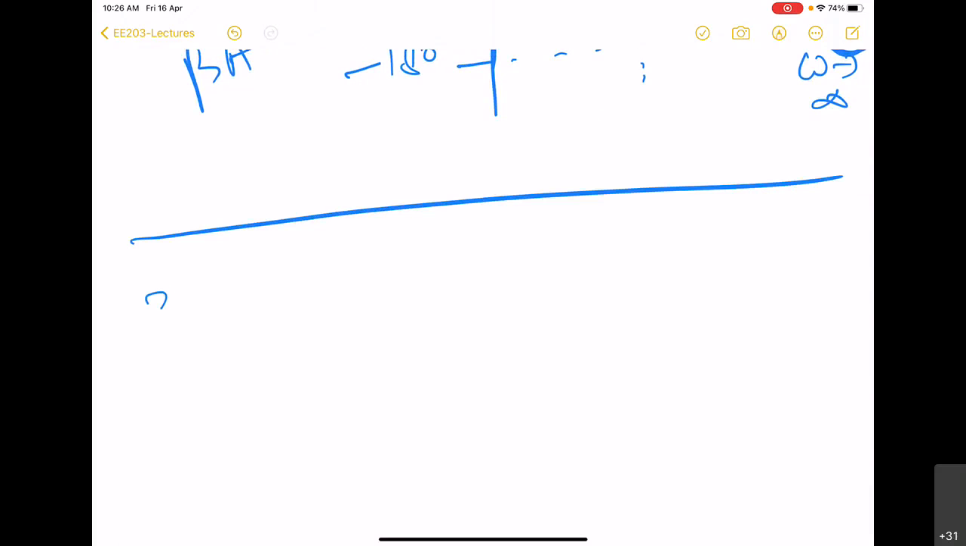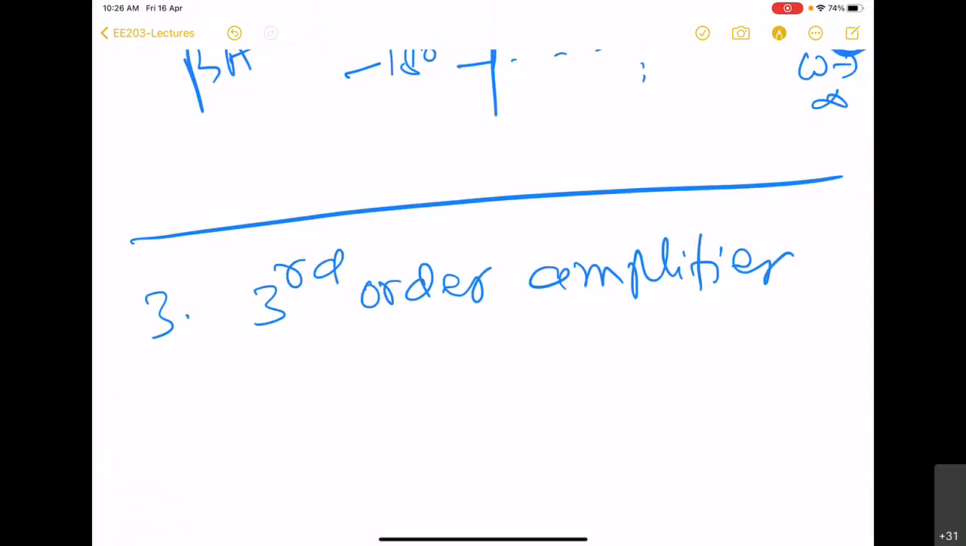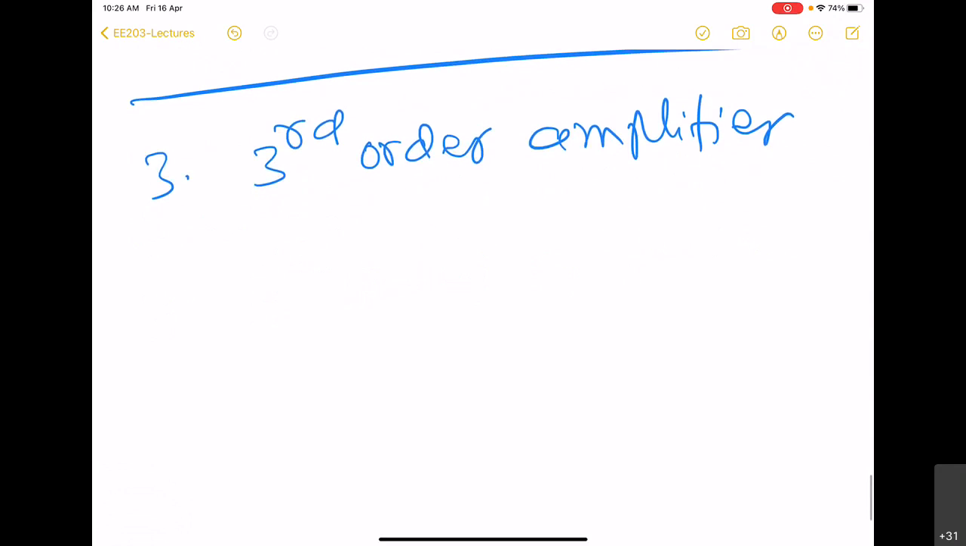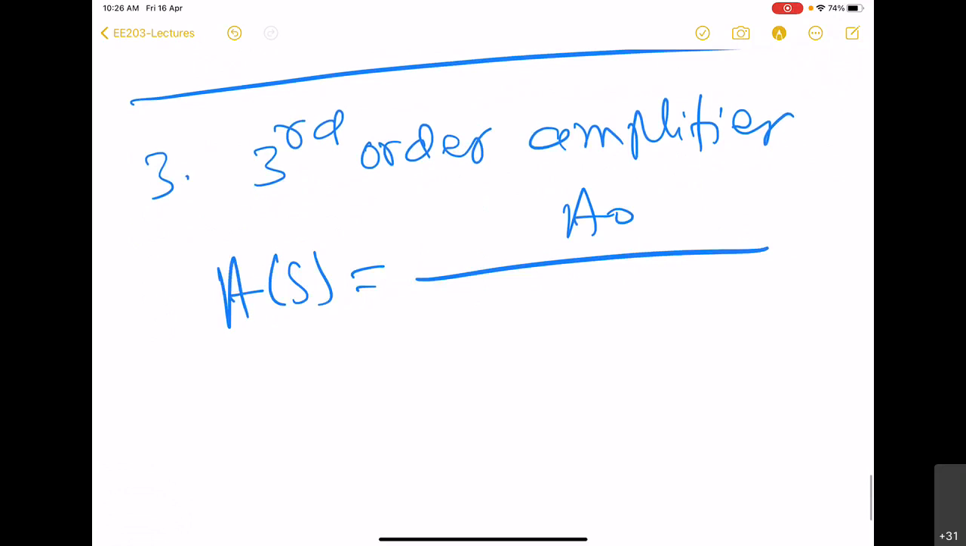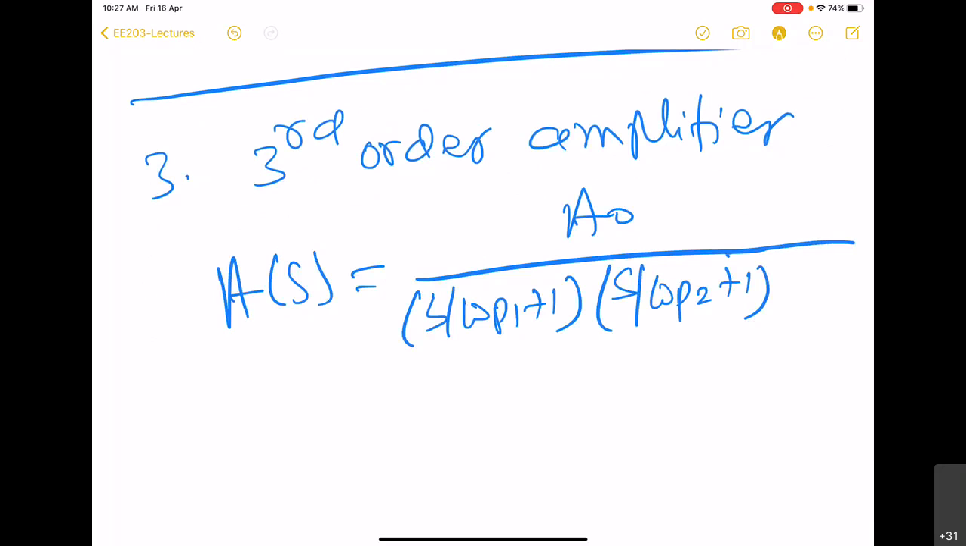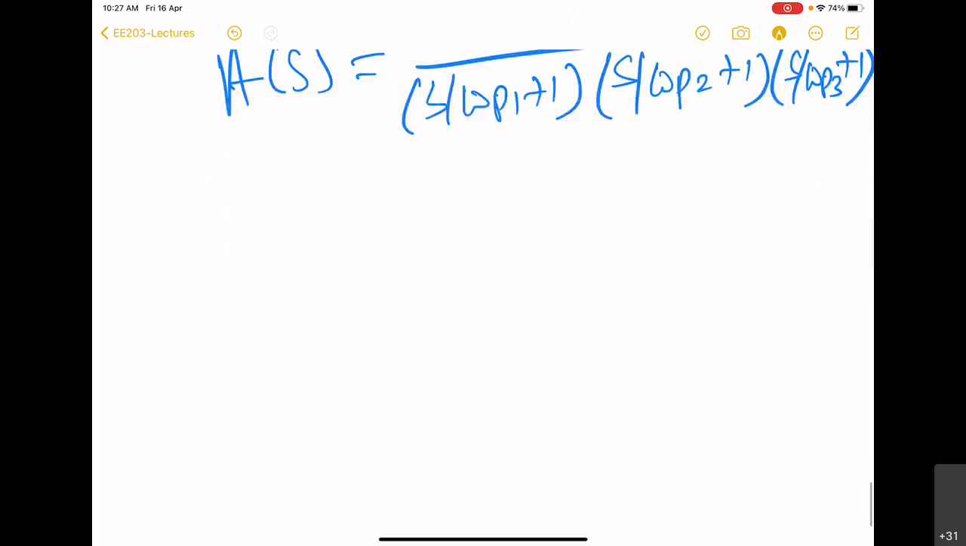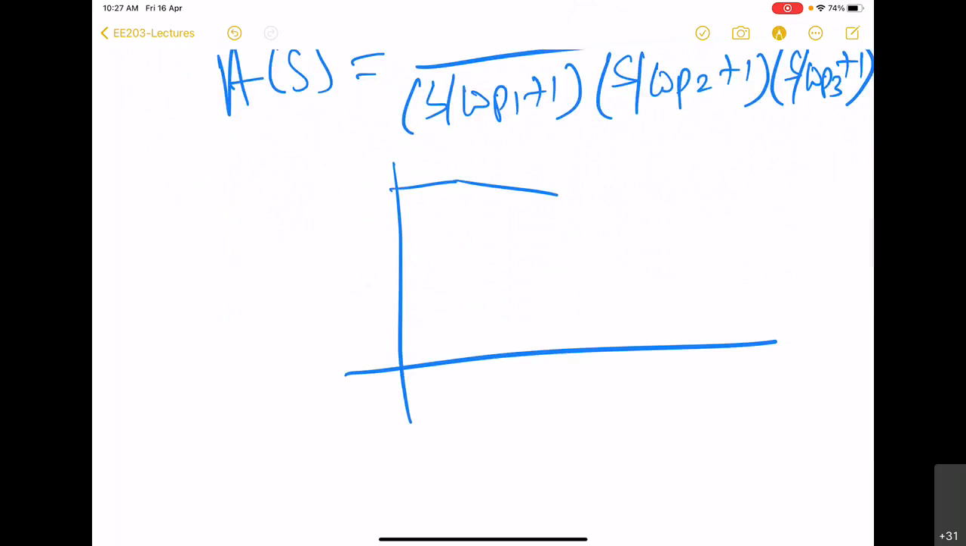Now let us take a third order amplifier. If you take a third order amplifier, then the transfer function is A0 divided by (s by omega P1 plus 1), (s by omega P2 plus 1), (s by omega P3 plus 1). So there are three poles. So the magnitude response is like this.